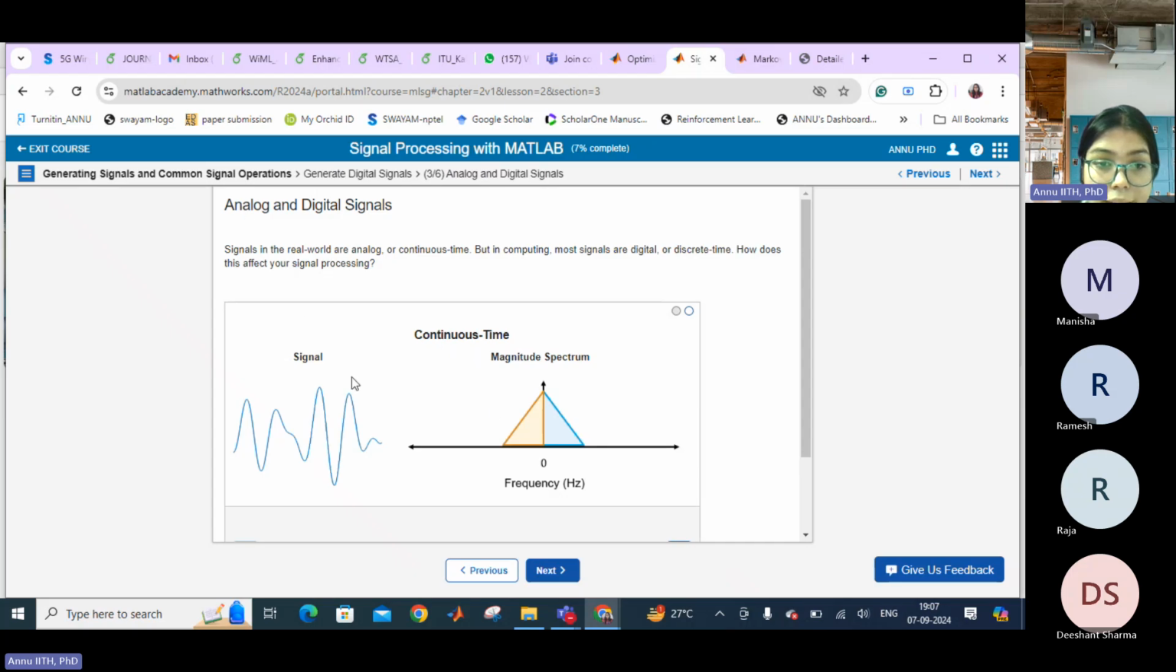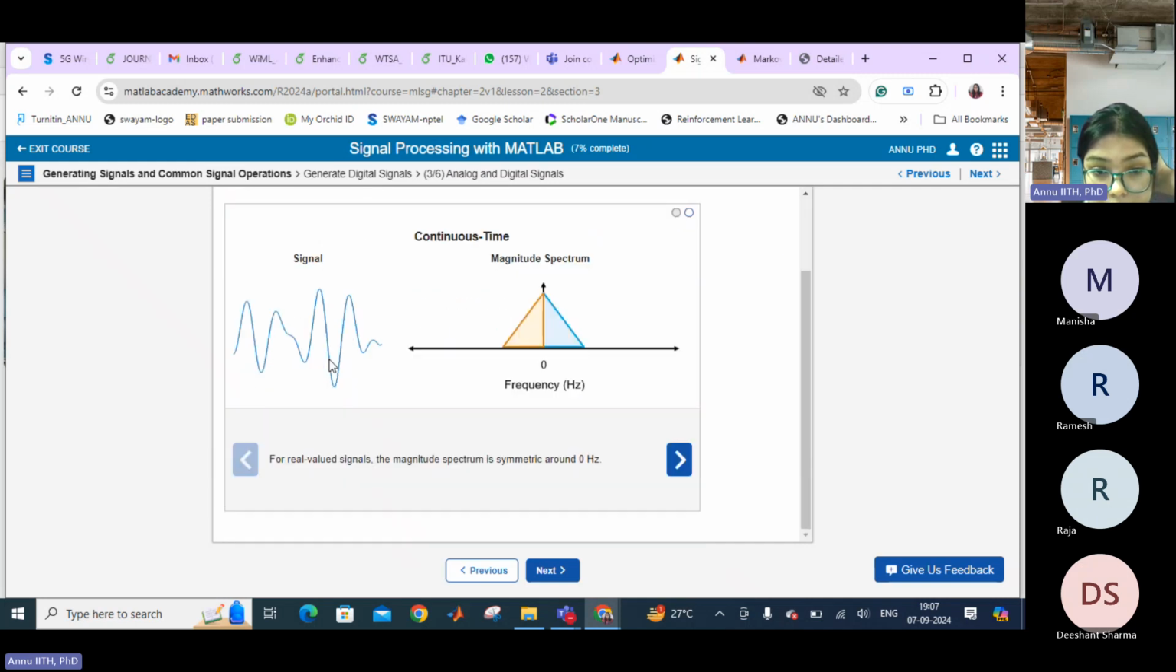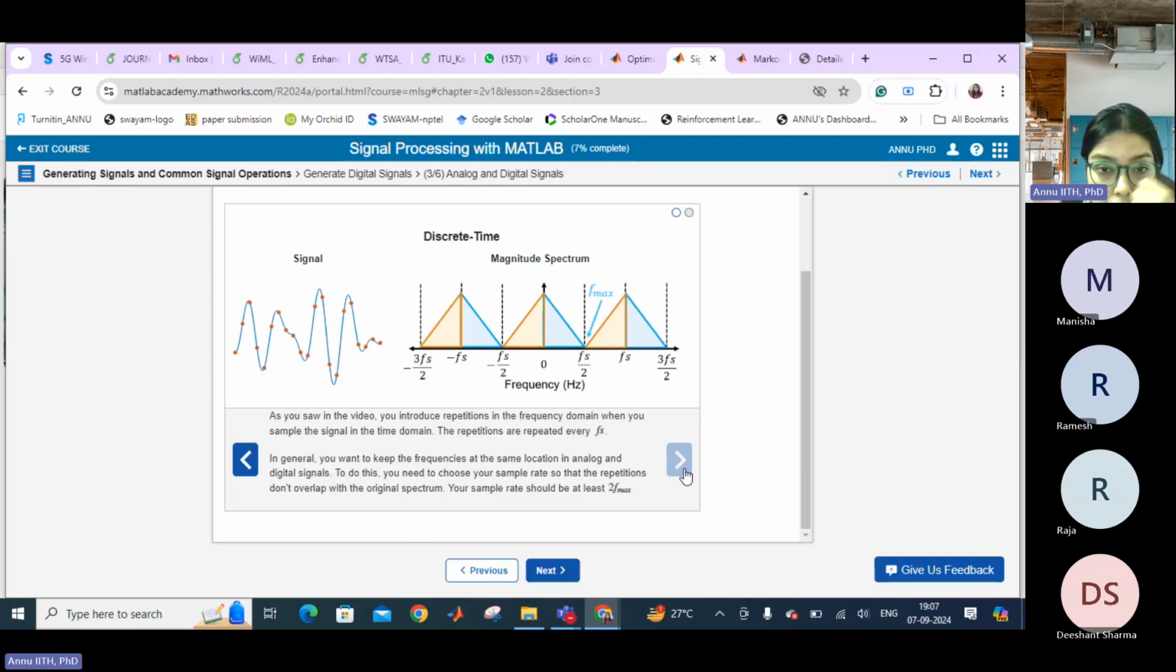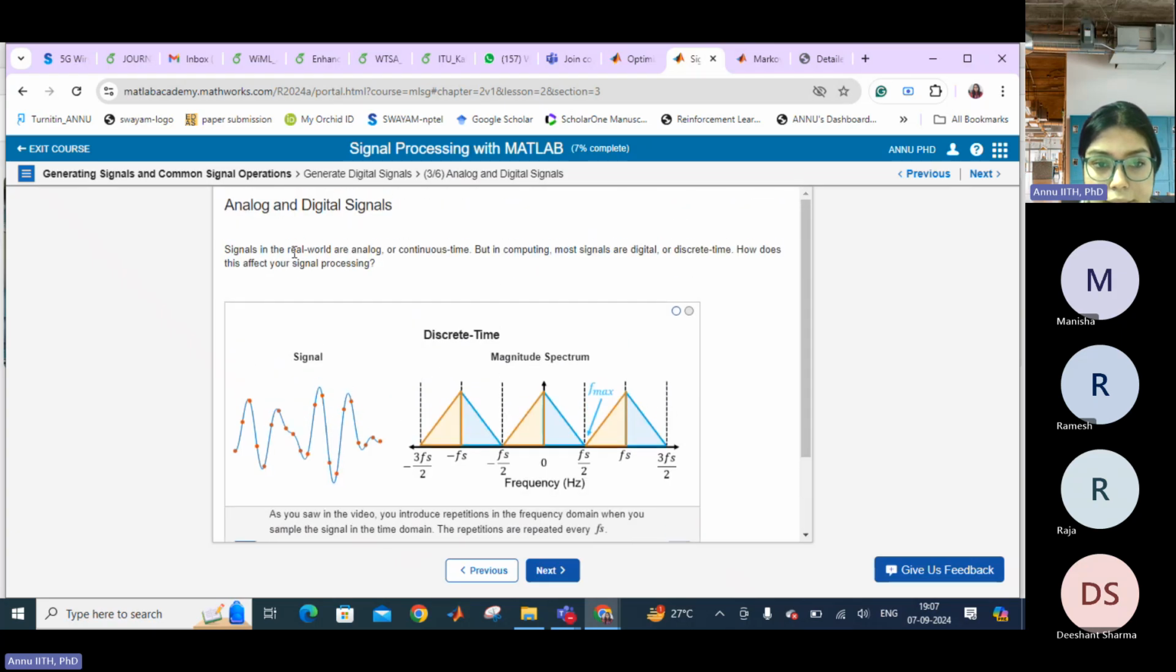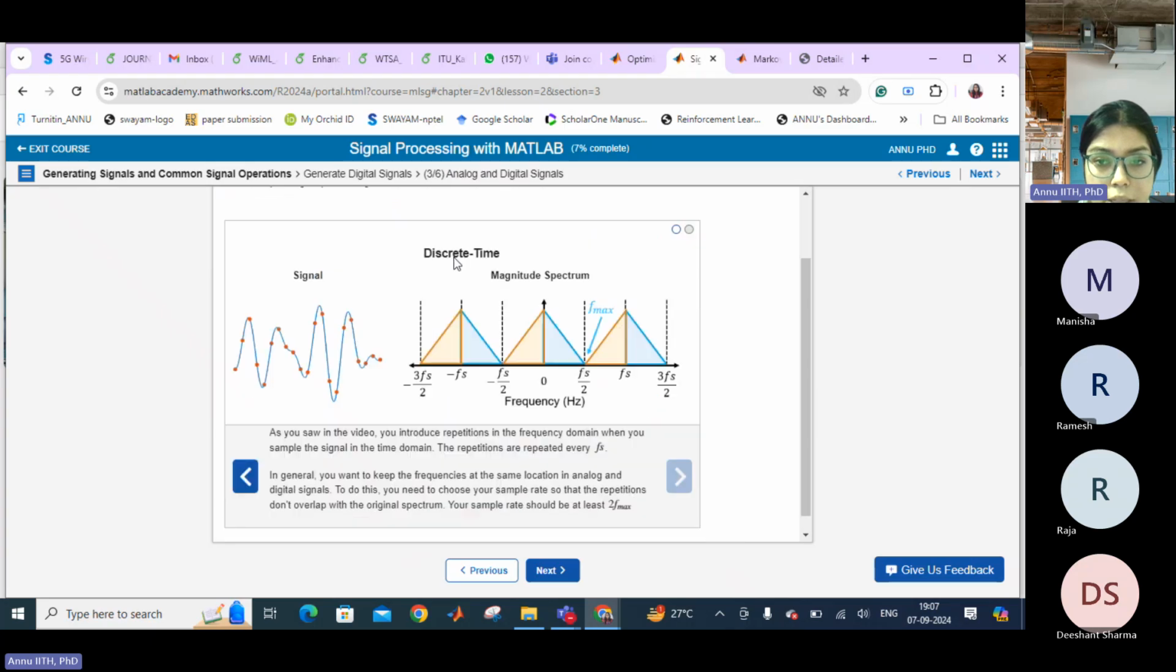Okay, so we have analog and digital signals. Signals in the real world are analog, as I was telling. But in computing, most signals are digital or discrete time. How does this affect your signal processing? So signal, continuous time, this is a frequency. Discrete time, as you saw in the video: signals in real time are analog or continuous, but in computing they are discrete.